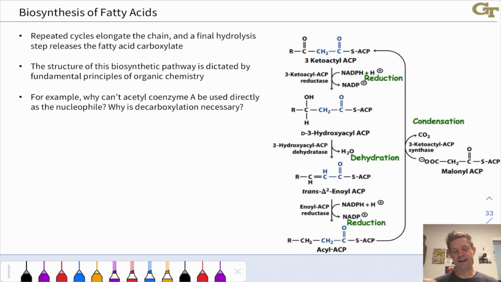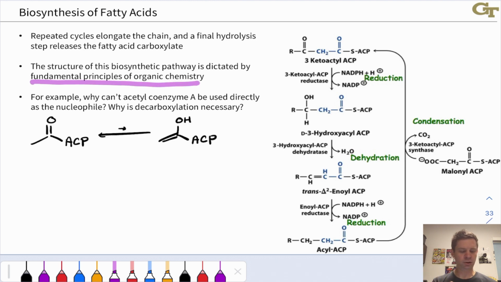And a point I want to make on this slide is that the overall structure of this biosynthetic pathway is dictated by and can be understood through fundamental principles and ideas about organic chemistry. For example, we can use redox logic, looking for oxidation and reduction processes. And we can think about alternatives and begin to reason through why alternatives actually don't take place. A simpler reaction that would seem to give the same result as what we've shown here is just a Claisen condensation of acetyl coenzyme A directly. Why can't we form, for example, the enol of acetyl coenzyme A and have that react with another molecule of acetyl coenzyme A directly?